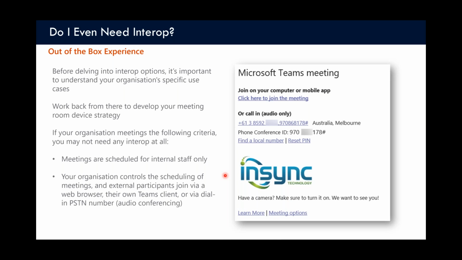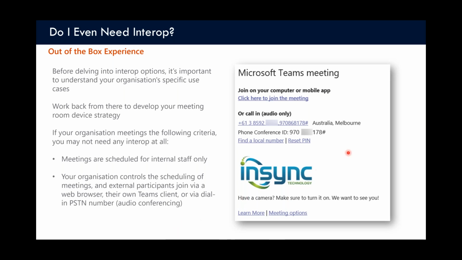If your meetings are scheduled for internal staff only, not all that common, but in some organizations, it's all internal meetings. So as long as people can have Teams and have access to that and have Teams native rooms, there's no real need for interop. The second one is your organization itself controls the scheduling of meetings, and external participants join via a web browser, their own Teams client, or dial in from a PSTN number.